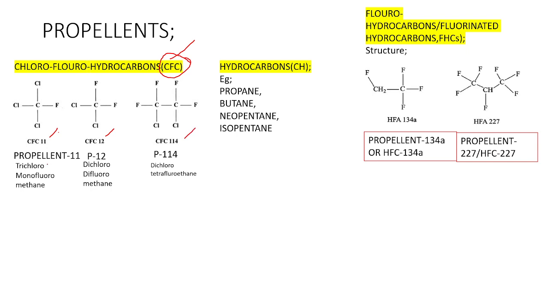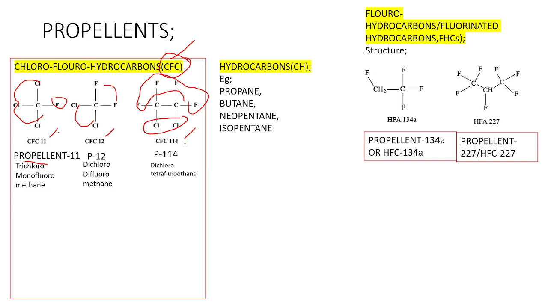What does this mean? Trichloro means three chlorine atoms, monofluoromethane, we can call it propellant 11. Propellant 12 is nothing but dichloro, two chlorine, difluoromethane. Next, dichloro tetrafluoromethane, we can call it propellant 114. These are examples of chlorofluorohydrocarbons.